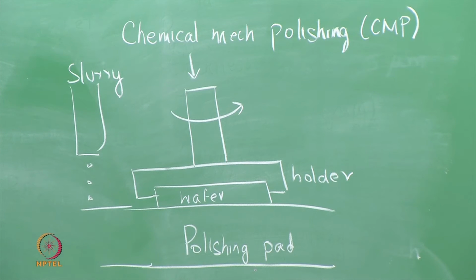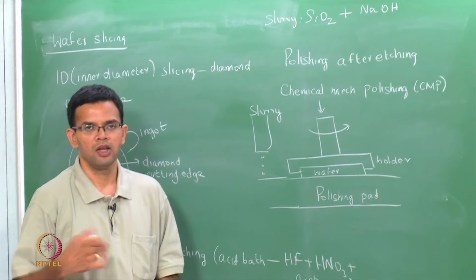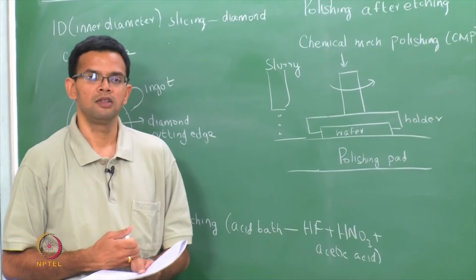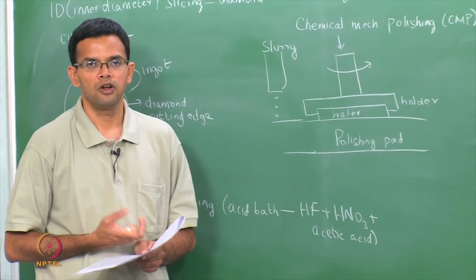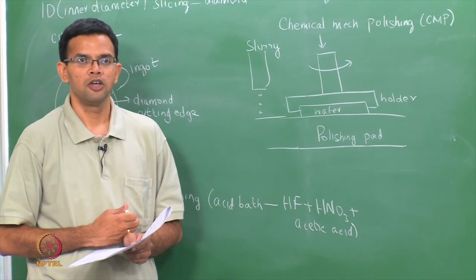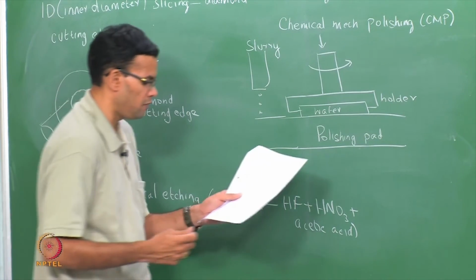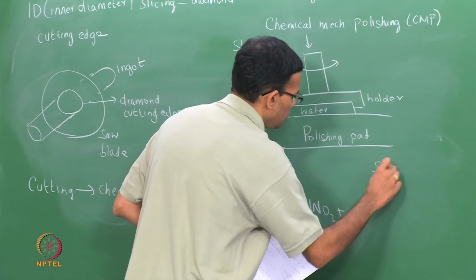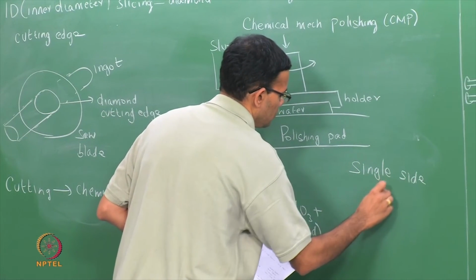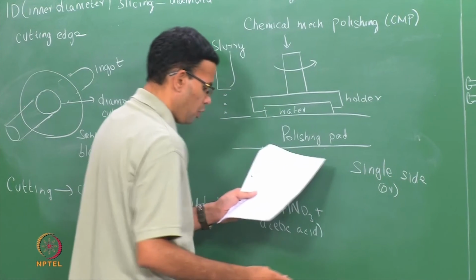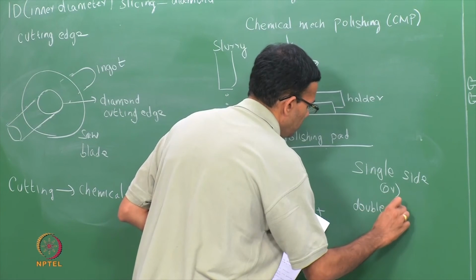Usually polishing is done on one side, called single side polishing. The other side of the wafer is dull. The polished side is what is used for the IC fabrication. You can also have double side polishing, in which case both sides of the wafer are polished. Single side polishing is most common, but you also have double side polished wafers.